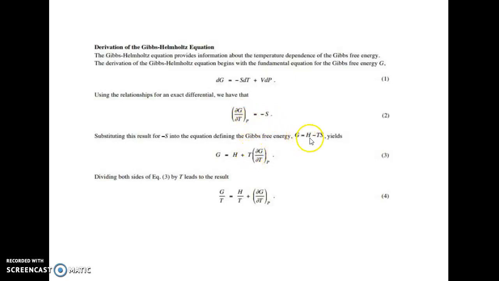So minus into minus will become plus, T into S is substituted by T (dG/dT) at P. Further dividing this equation by T will lead to G upon T equals H upon T plus, T gets cancelled, (dG/dT) at P.